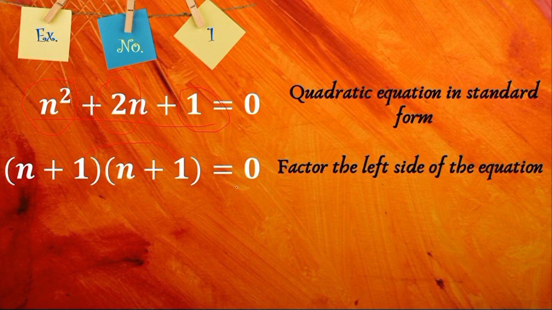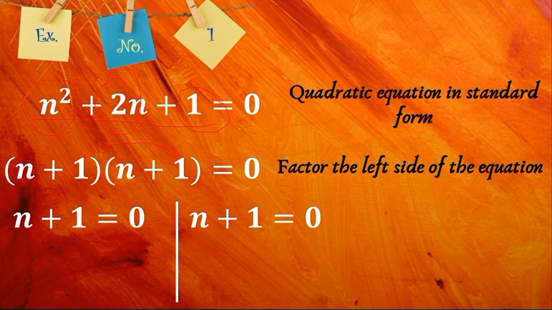Next step is you'll apply the ZPP property. ZPP, also known as the zero product property, means that each factor on the left side of the equation must be equal to 0. So let's take n plus 1, equate it to 0, and the other factor, again n plus 1, equal to 0 as well. That is ZPP, making both factors equal to 0.